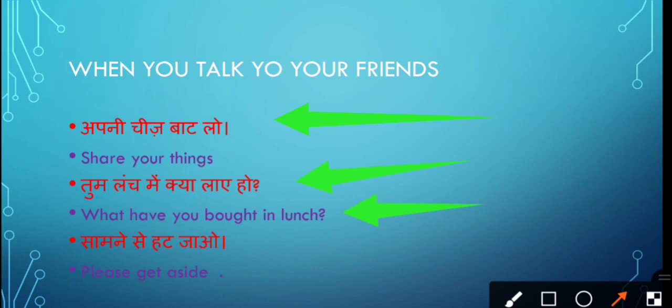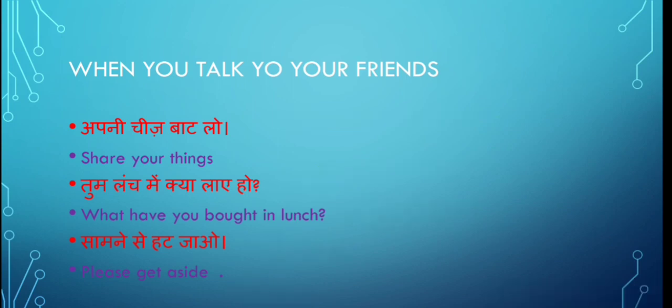Okay. So our next sentence is सामने से हट जाओ. Whenever any of your friend or someone comes in front of the blackboard, you can ask him or her to say like please get aside. Please get aside. Understood?